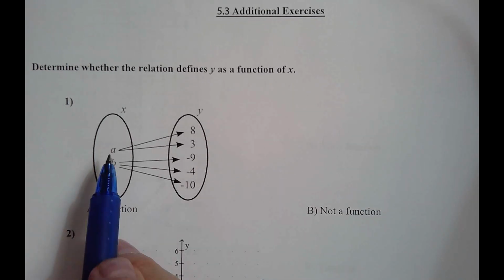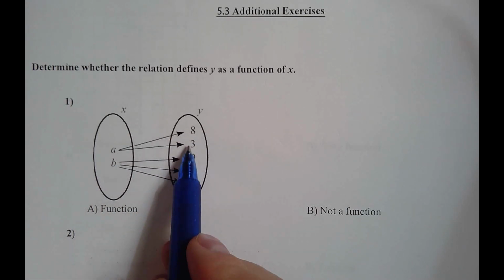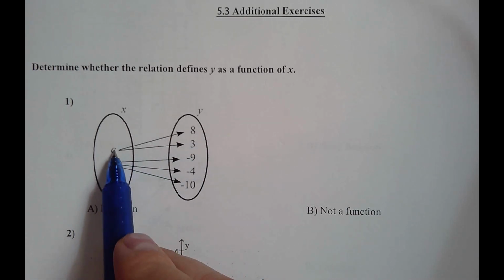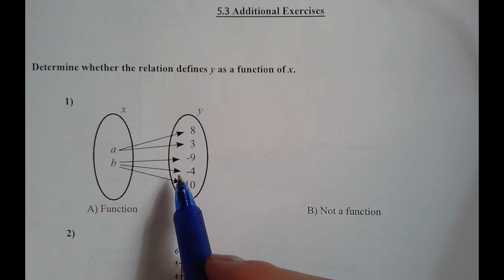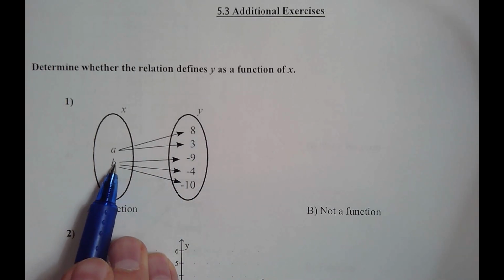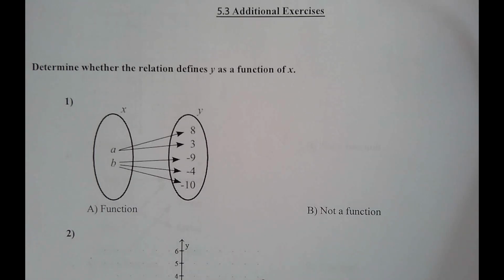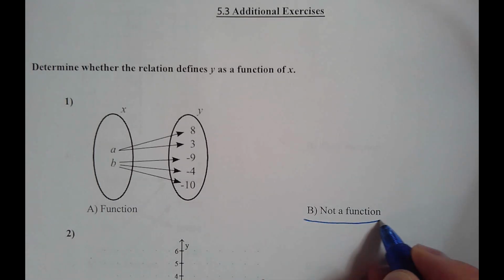Alright, so now if I look at A, I've got A going to two different values. I have an X value going to two different Y values. In fact, I have another X value going to three different Y values. That can't be, so this is not a function.